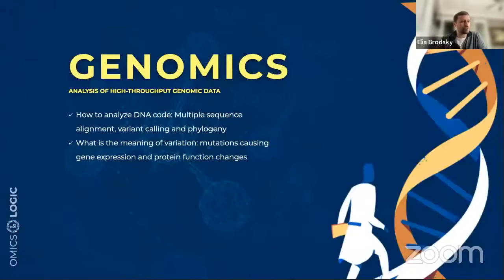When we talk about genomics in this program, we're going to be looking at data to try to understand what this data can tell us about a particular phenotype. There are several different ways that we're going to be able to look at this. We're going to be looking at methods like multiple sequence alignment, variant calling, phylogenetic analysis. We'll talk about what types of mutations and variations we can find, which ones cause a change at the gene expression level, which ones cause a change at the protein function level. So we'll talk about all of these things throughout this program.